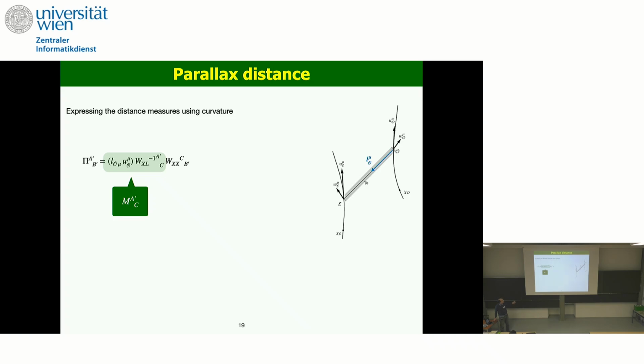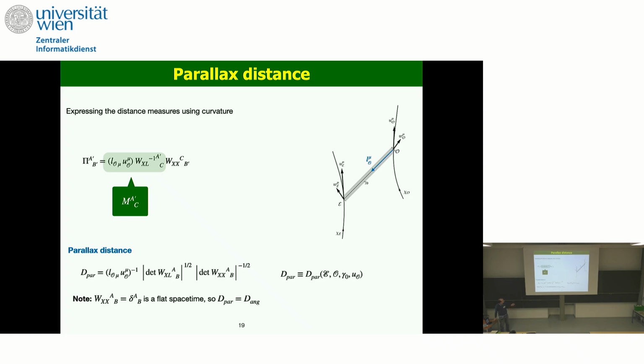You can prove it fairly easily. This first thing here is actually the magnification matrix, and it's multiplied by this WXX. You can calculate the parallax distance, again taking the determinant of this whole thing over here. In a flat spacetime, it's identical to the angular diameter distance between these two objects. And it also depends on the velocity of the observer because of the aberration effect.